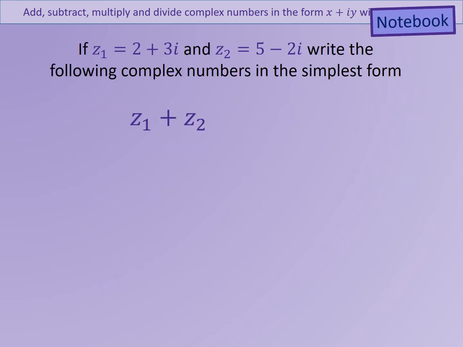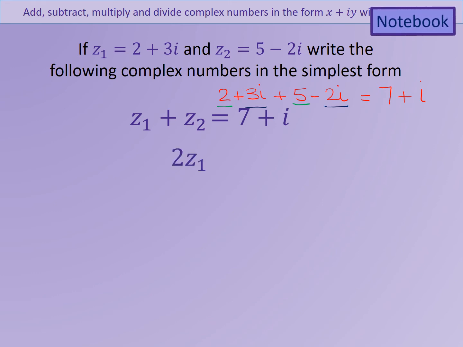Let's take a look at adding and subtracting complex numbers. If z1 is equal to 2 plus 3i and z2 is equal to 5 minus 2i, let's take a look at what z1 plus z2 would be. So we have z1 plus z2. Now if we take a look at the real parts first of all, so we have 2 plus 5, this gives us 7. And then let's take a look at the imaginary parts next. So we've got 3i take away 2i, and that gives us plus i.